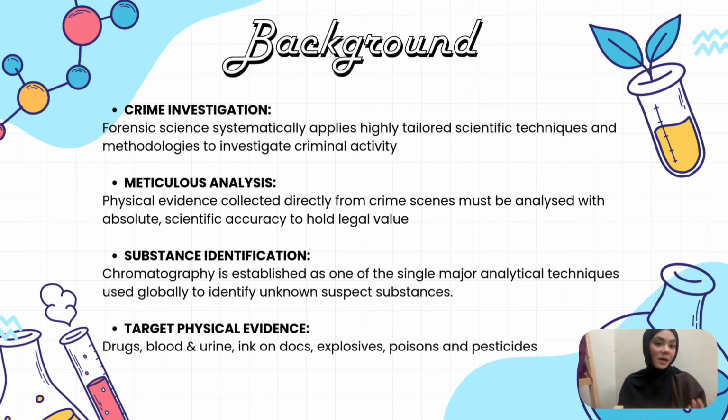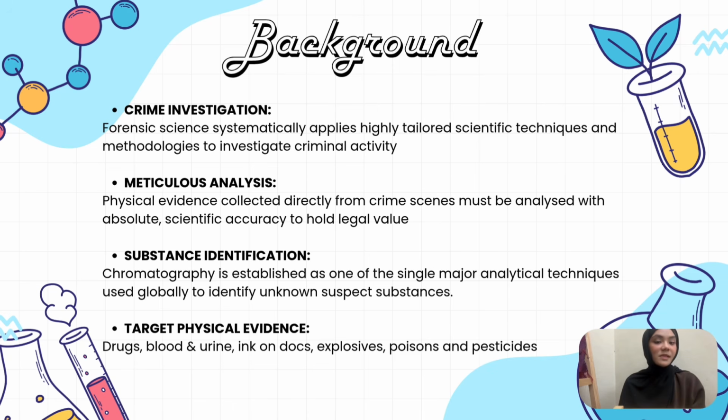When we talk about crime investigation, forensic science is all about using specific scientific methods to solve crimes. It is a systematic process, not just guessing. Second, we need meticulous analysis. This means any physical evidence we take from a crime scene must be tested with 100% accuracy. If there are mistakes, the evidence cannot be used in court.